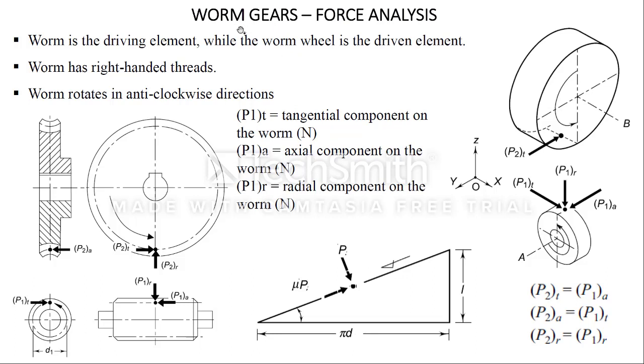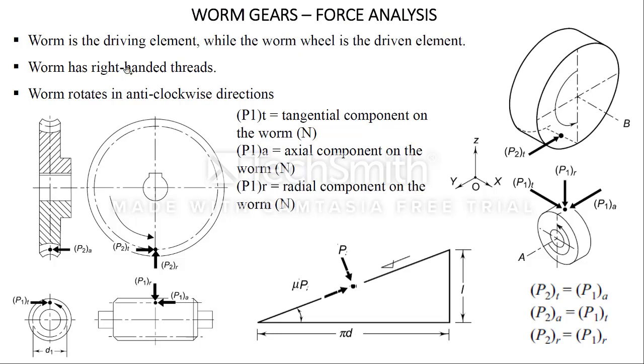Today we are going to see the force analysis of worm gears. Before proceeding to the actual force analysis, there are some assumptions made that need to be specified first. First assumption is worm is a driving element while the worm wheel is a driven element. Second assumption is worm has right hand threads.